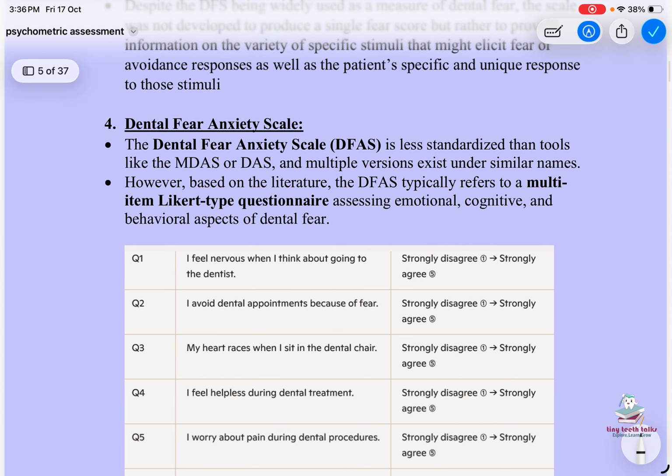The fourth one is the Dental Fear Anxiety Scale. The Dental Fear Anxiety Scale, DFA, is less standardized than tools like the Modified Dental Anxiety Scale or Dental Anxiety Scale, and multiple versions exist under a similar name. However, based on the literature, the Dental Fear Anxiety Scale typically refers to a multi-item Likert type questionnaire assessing emotional, cognitive, and behavioral aspects of dental fear.